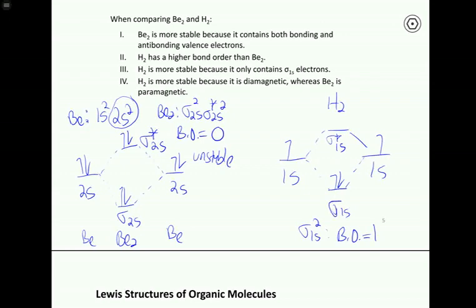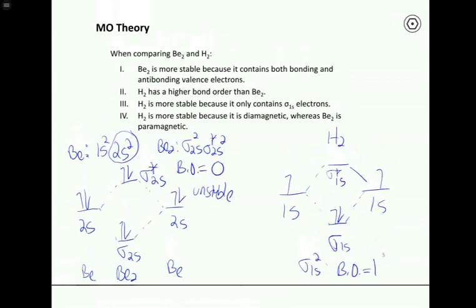So because of this, we would expect H2 to be more stable than Be2. And when you're comparing stability of molecules, it's really just bond order that you want to think about. The number of unpaired electrons, which orbitals are filled, is really not important. It's just a matter of bond order. And if something has a 0 bond order, it's going to be unstable. So if we compare all these choices here, we want to figure out which ones of these is true.